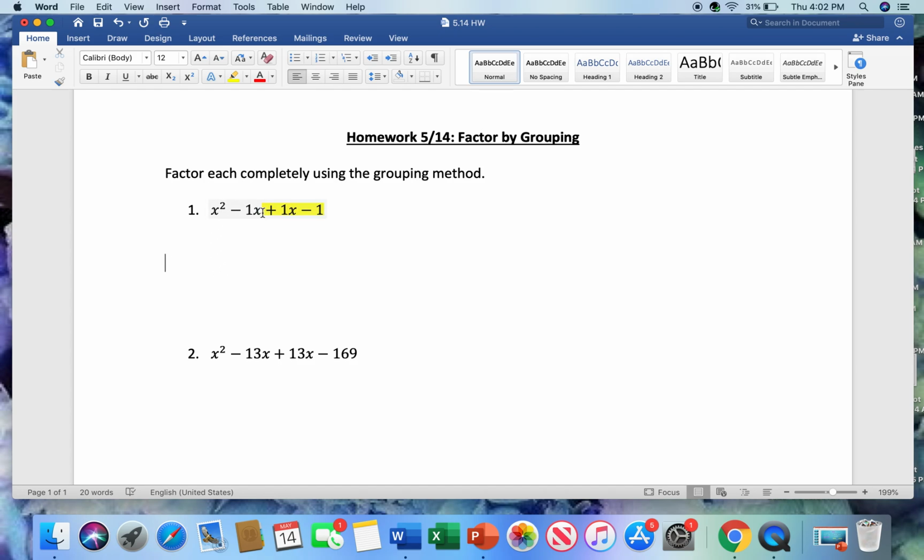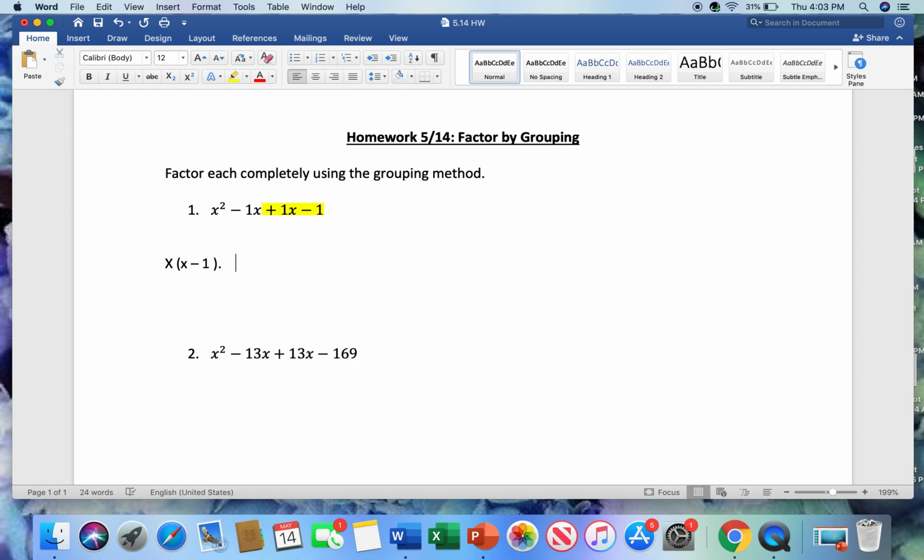So we're going to find the common factor between x squared and negative 1x. And the common factor is x. Now we have to work back and figure out how we get x squared. We have to multiply x by x. And how do we get 1x back? Minus 1.